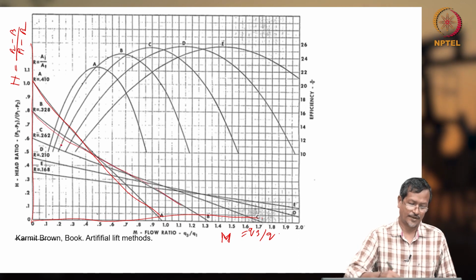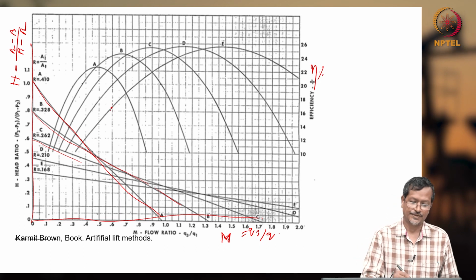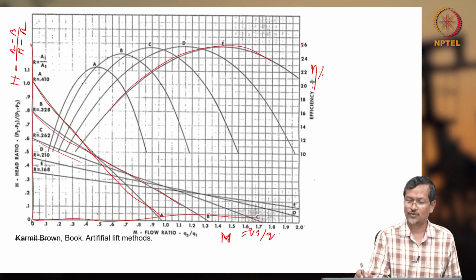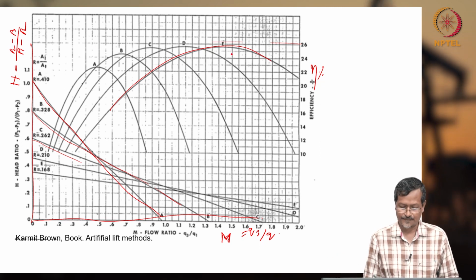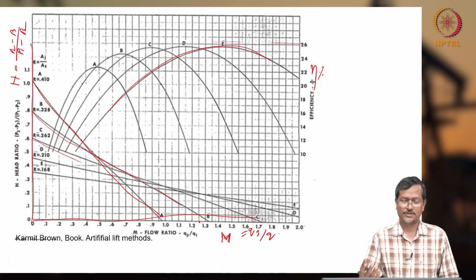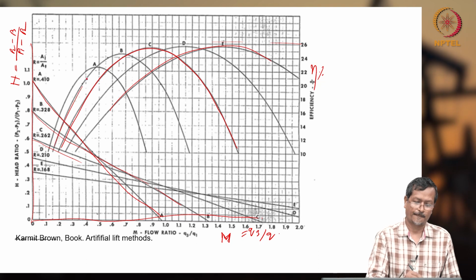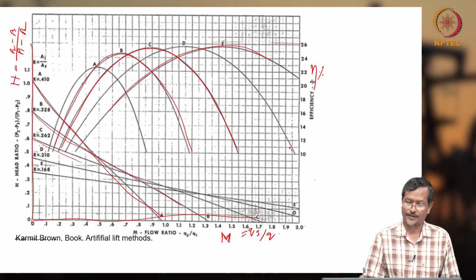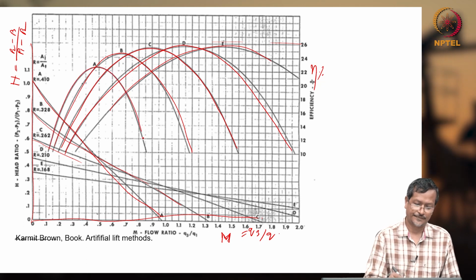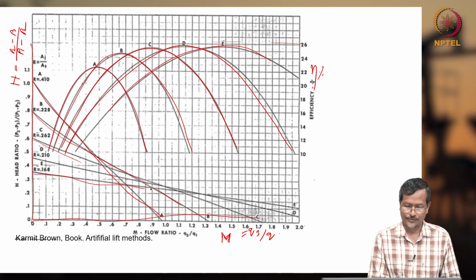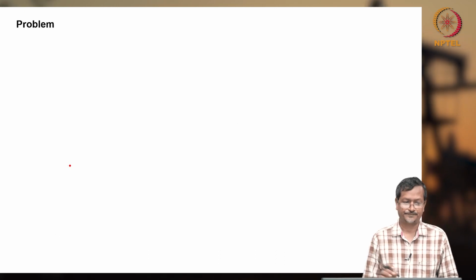Head is going down, head is going down. And if you see eta, the efficiency, it is like this and does not cross 25% actually. You can get around 30% efficiency. So using this chart you can solve some mathematical problems. I'm redrawing the curve so that it will be more visible. Approximately the data will be coming from this chart.